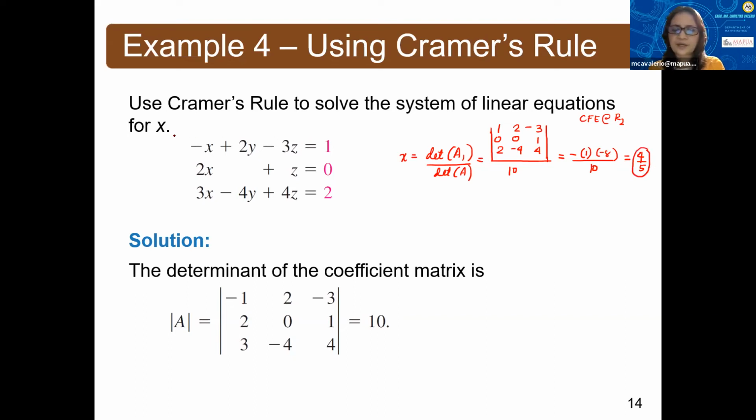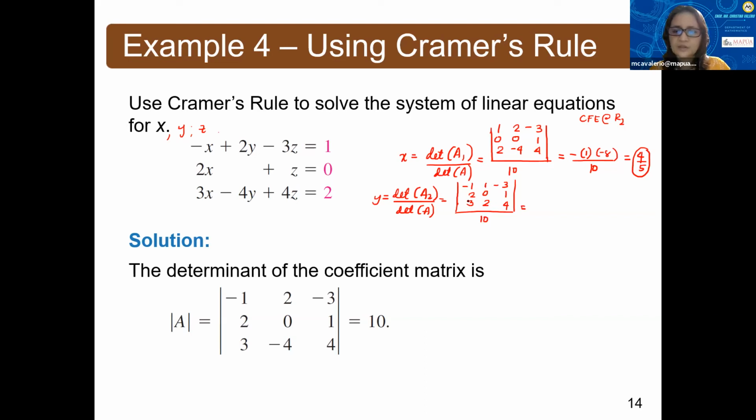Now let's say, aside from x, let us also solve for y as well as for z. So how do we solve for y? We will have y equivalent to the determinant of A sub 2 all over the determinant of the coefficient matrix A. How do we find the determinant of A sub 2? First of all, we need to replace the column 2 entries by the column of constants and simply copy all the entries for column 1 and column 3 in the coefficient matrix. So you will have here negative 1, 2, 3, and then replace the second column by 1, 0, 2, and then copy the entries in the last column, which is negative 3, 1, and 4, which are the coefficients of z. And since we know that the determinant of the coefficient matrix is 10, we have here 10.